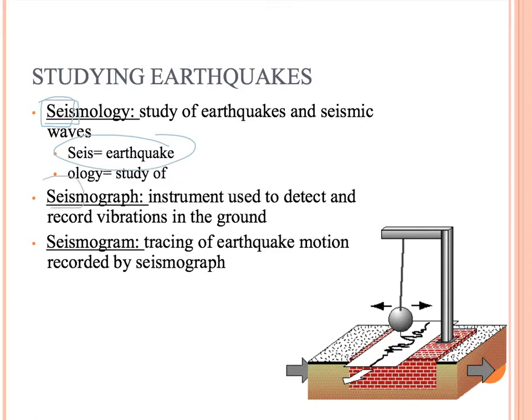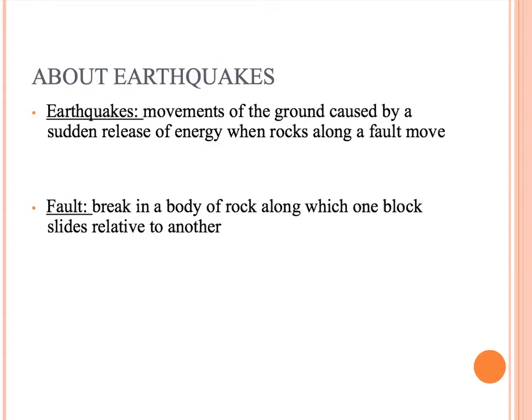When we look down here, we see this SEIS again, so we know it has something to do with earthquakes. A seismograph is an instrument that measures earthquakes, so it detects vibrations in the ground. Look, we have SEIS again, meaning earthquake-related, and mogram. A seismogram is what you get from a seismograph. Looking at this picture, this instrument is the seismograph, and what you get printed out is the seismogram.